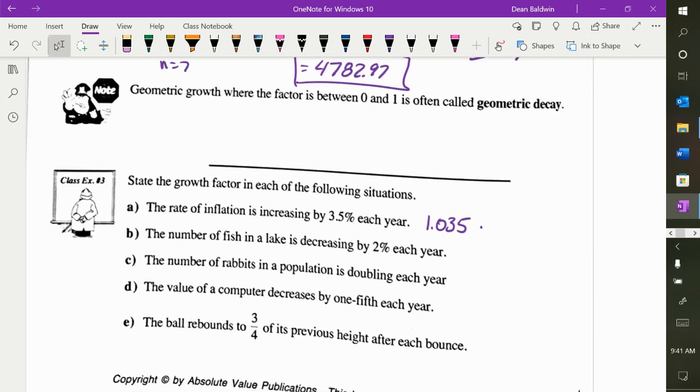All right. Number of fish in a lake is decreasing by 2% per year. What is that? How can you decrease if some fish are burning? 0.98, right? It's 1 plus or minus the percentage. The number of rabbits in a population is doubling each year. 2. There you go. 2. The value of a computer decreases by 1/5.